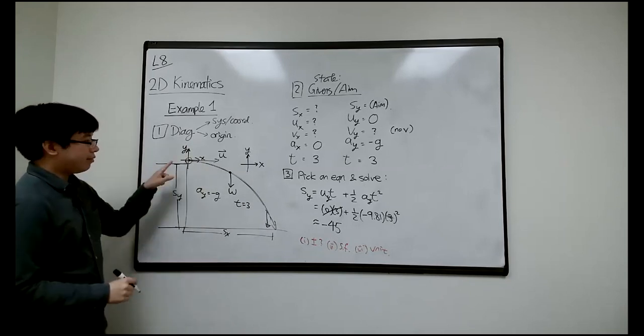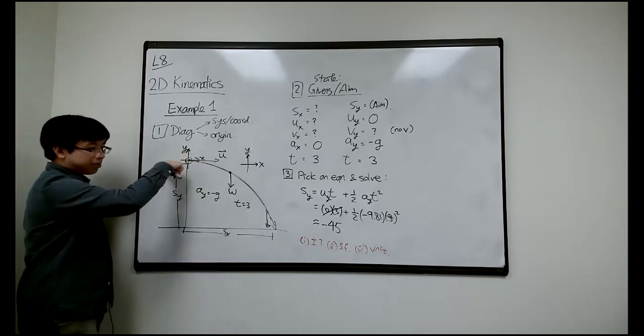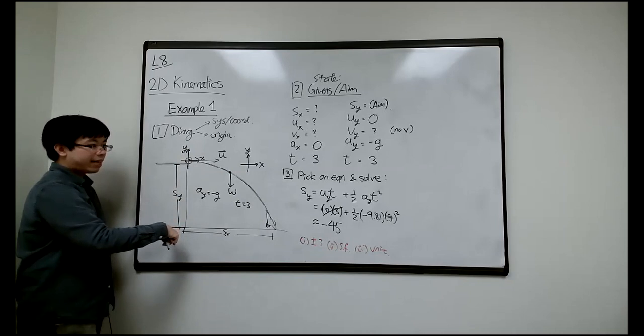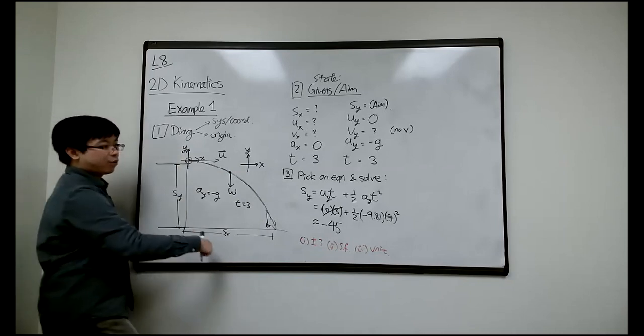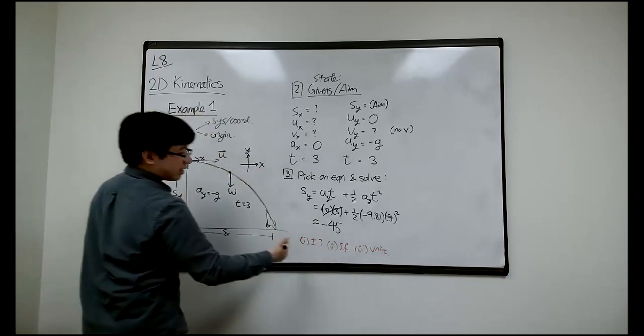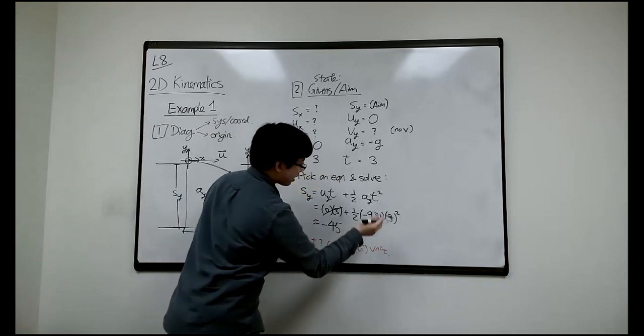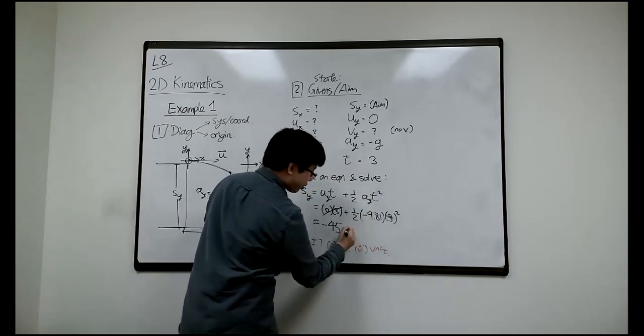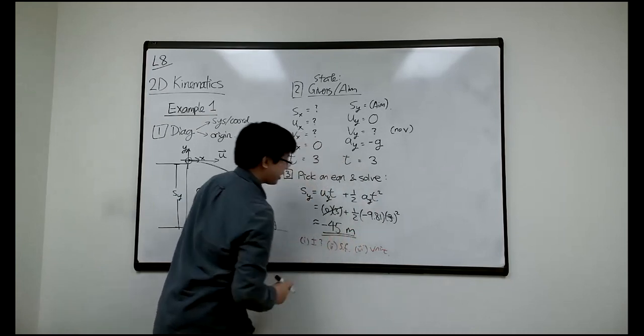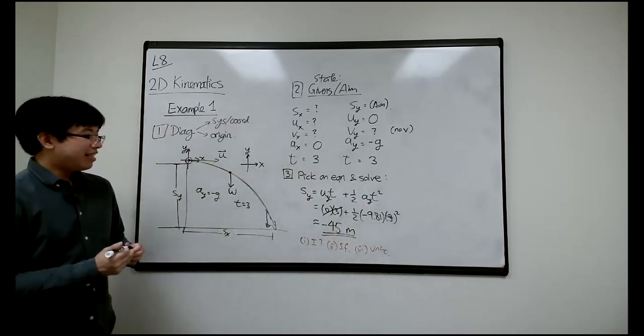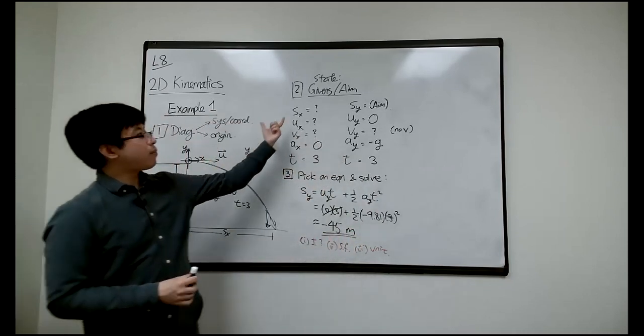Then it will implicitly define the origin. Then the displacement is negative 45. That makes sense because it's going downwards and my y is pointing there. Significant figures: 2 sig figs, I think that is what is given, so that's fine. Just add the unit and you're done. As you can see, it looks more involved.